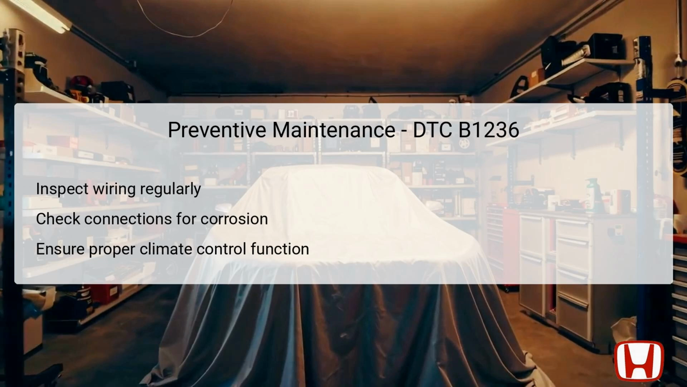Regular inspection of the wiring harness, connecting the climate control unit and passenger air mix control motor can help identify any signs of wear or damage early on. Additionally, checking for corrosion or loose connections at the terminals can prevent unexpected failures in functionality. Ensuring that the climate control system operates properly during regular vehicle maintenance checks contributes to long-term reliability. Engaging in these preventive practices not only improves comfort for passengers, but also may enhance the overall lifespans of both the wiring and associated components.